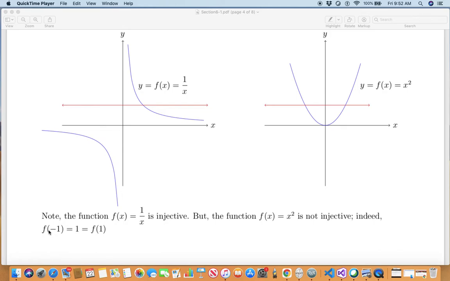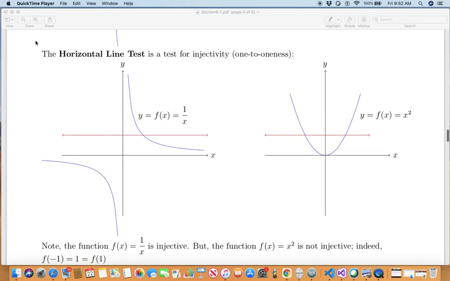So you see, f(x) equals x squared is not injective. For example, f at -1, well, I'm squaring it, gives me positive 1. f of 1, I'm squaring it, gives me positive 1. So there are two x values with the same output, same y value. So that's where it is not injective. So the horizontal line test is to test injectivity or one-to-oneness, okay?